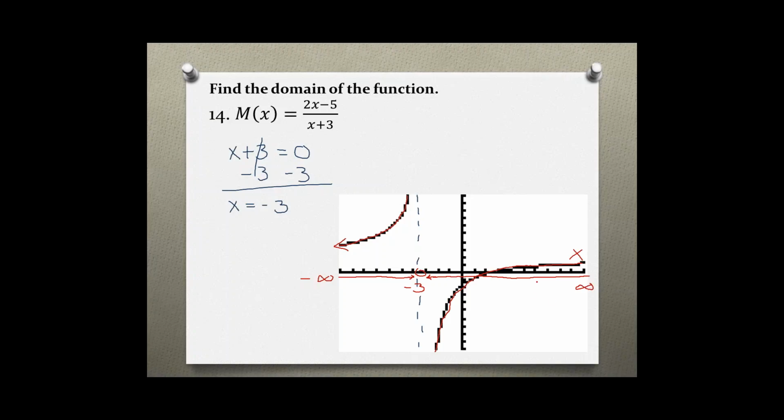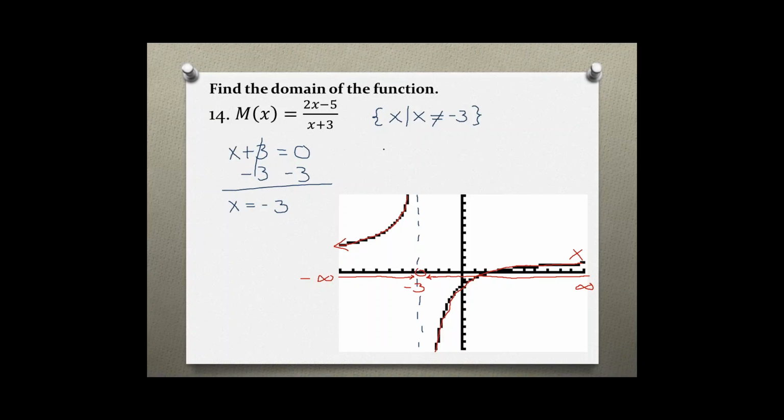Writing this in set builder notation, we write curly bracket x such that x is not equal to negative 3.